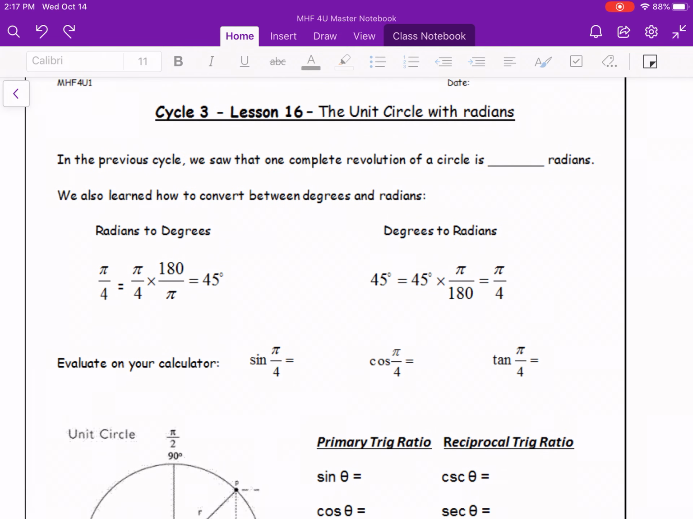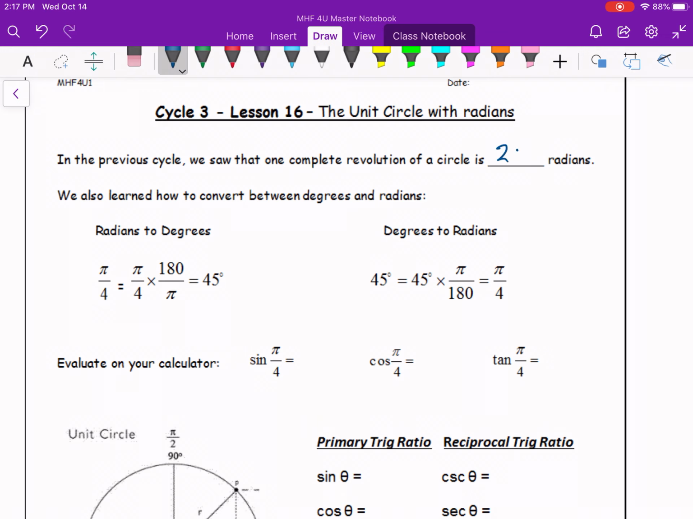In the previous cycle, we saw that one complete revolution of a circle in radians is 2 pi. So you may still think of things in terms of degrees, and that's natural, but you want to remember that while 360 degrees is a full revolution of a circle in degrees, it's equivalent to 2 pi radians, and that's what we're going to work with in this course. We also learned how to convert between radians and degrees. We saw that pi radians is equal to 180 degrees.